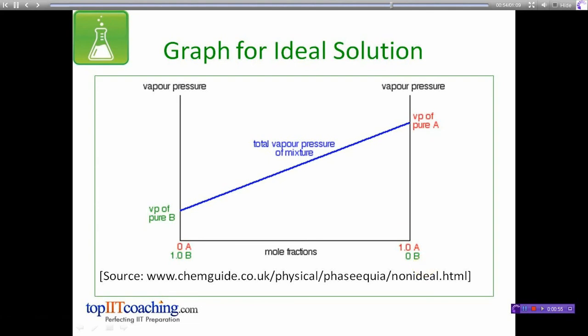In this case, the vapor pressure of pure A is higher, so A is more volatile than B. It is assumed in an ideal solution that the chemical interaction between the two liquids is equal to the bonding between the liquids.